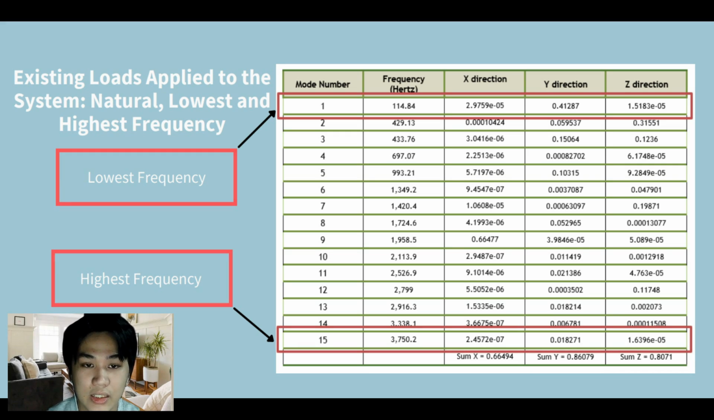The next slide is the existing loads applied to the system: natural, lowest, and highest frequency. There is a natural frequency at every iteration, so there are 15 iterations. This means that there are 15 frequencies, where mode 1 is the lowest frequency and the highest frequency is mode 15. This tells us that the more modes you add, the frequency will increase, and so will the number of cycles of vibration, which makes the airfoil more prone to deformation.